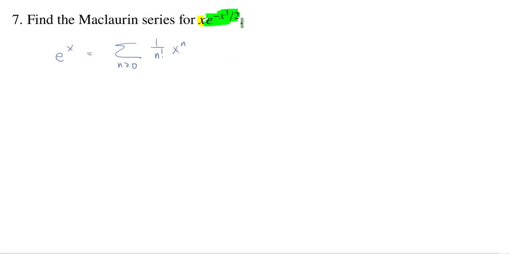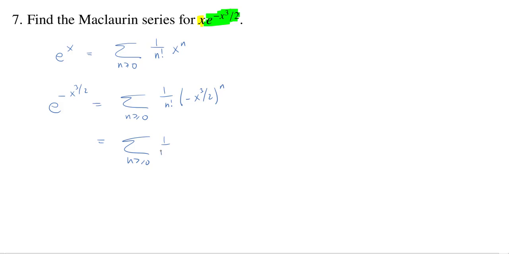If I wanted a Maclaurin series for e to the negative x cubed over 2, I just have to replace my x by negative x cubed over 2. So e to the negative x cubed over 2 will be the series starting at 0, 1 over n factorial, and then up here, we have negative x cubed over 2 to the nth power. And it's probably good if we rewrite this a little bit.